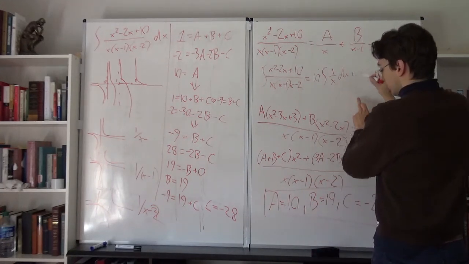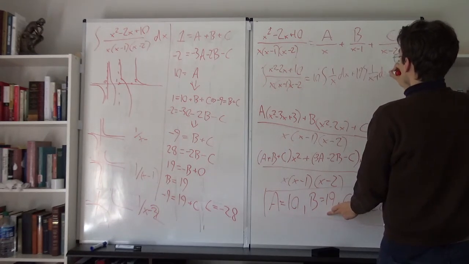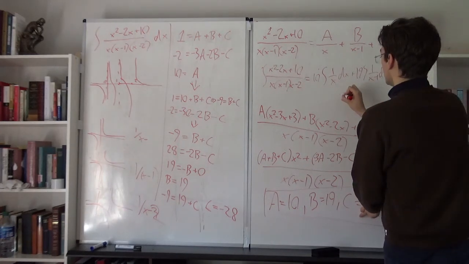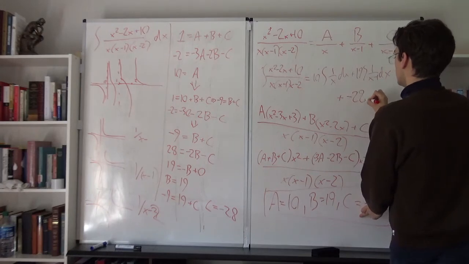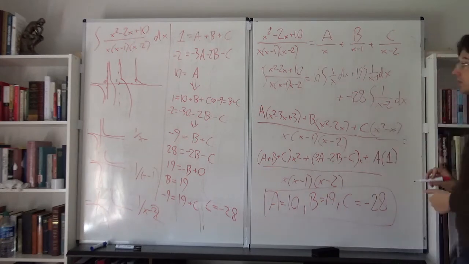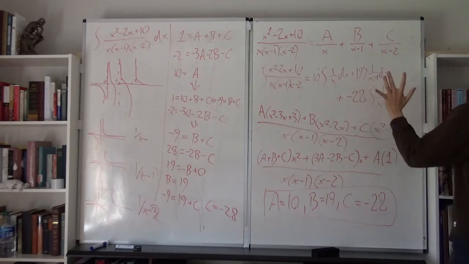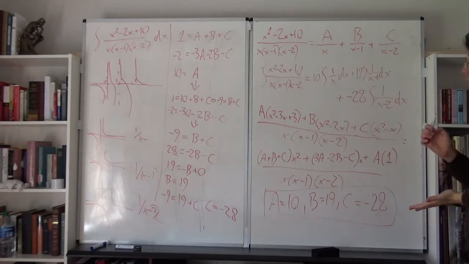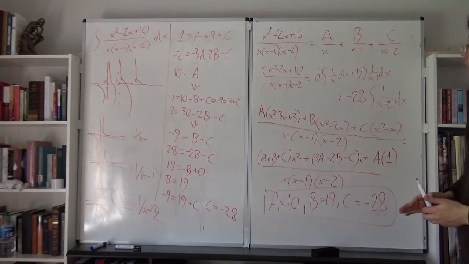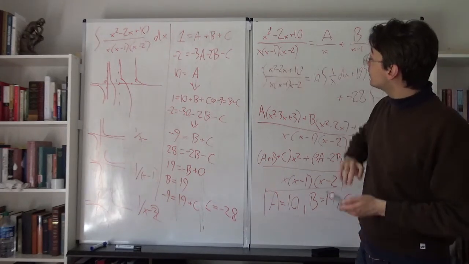Then I have, how many b's do I have? I have 19. Integral of 1 over x minus 1 dx. And how many c's do I have? I have negative 28 of those. So then, plus negative 28 of the integral of 1 over x minus 2 dx. Okay. And this is natural log of x, this is natural log of x minus 1, this is natural log of x minus 2. And that's fantastic. We now have the solution, okay? Doing a little more work with this gives us the integral of that.